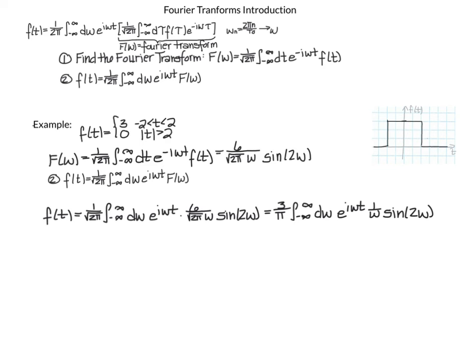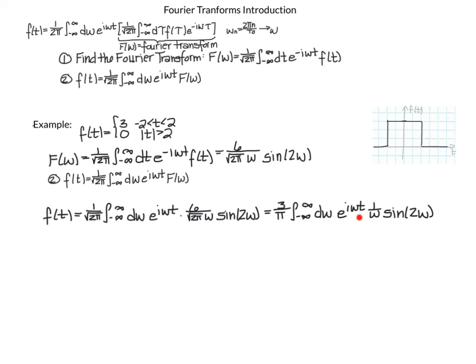I still have my integral, e to the i omega t. I still have my 1 over omega. Remember, we're integrating with respect to omega, so we can't pull out the omega. So we have 1 over omega sine of 2 omega. Now the thing to consider is I have an e to the i omega t, and I have a sine of 2 omega. I can either convert this into exponential form, or I can convert exponential form to sine form.